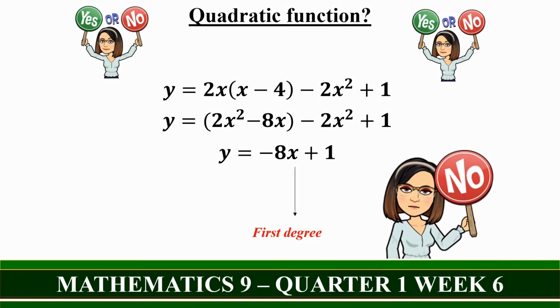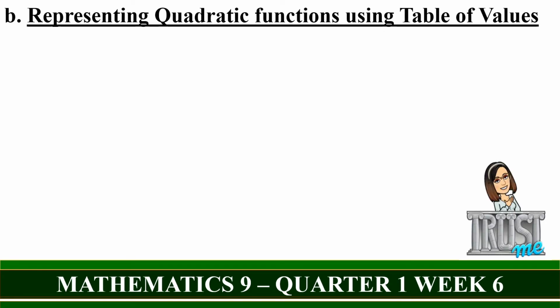In this case, 2x squared minus 2x squared is 0. Therefore, we bring down negative 8x and positive 1. So the equation is y is equal to negative 8x plus 1. It is an equation in the first degree. Is it clear now? Let's keep moving. This time, quadratic functions using table of values.